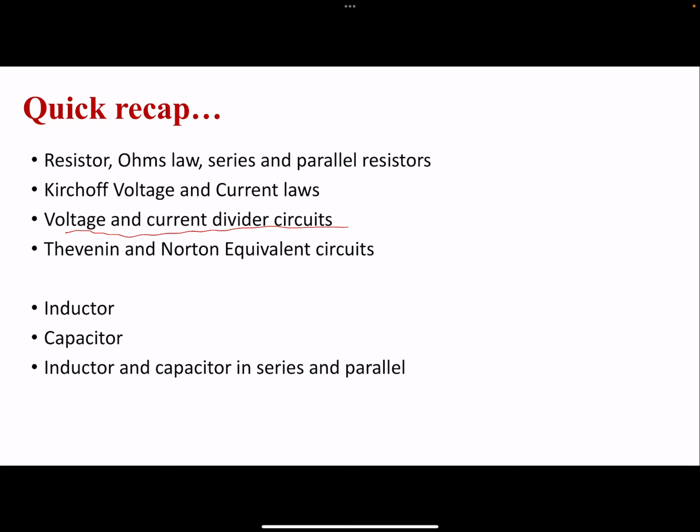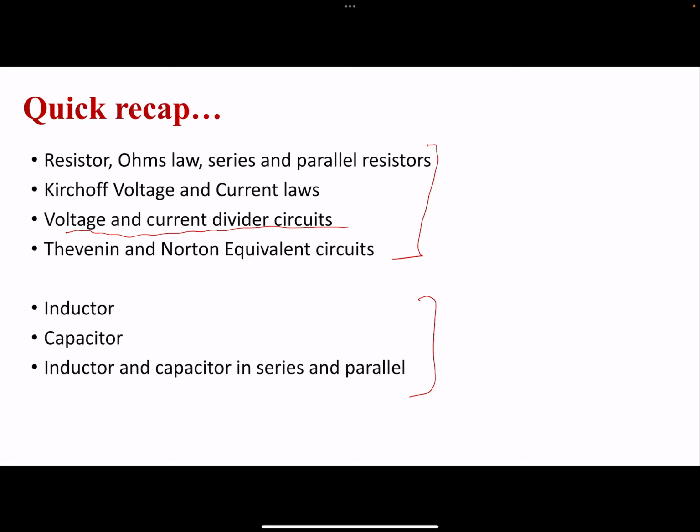I have divided this quick recap lecture into two parts. This is the first part, and in the next part, very quickly, we're going to talk about what an inductor is, what a capacitor is, some of their equations, and the equivalent inductance and capacitance in series and parallel formats. The objective of this quick recap is to really bring you up to speed with some of the fundamentals.